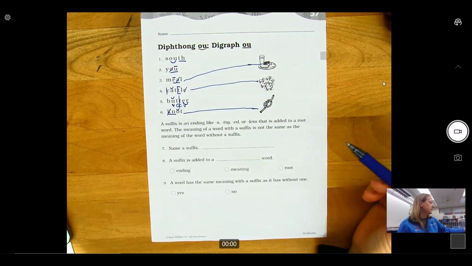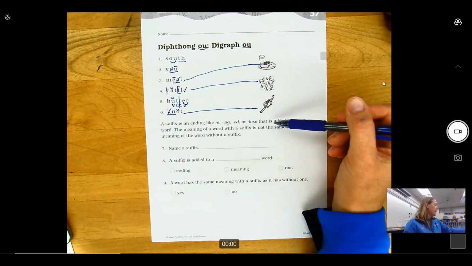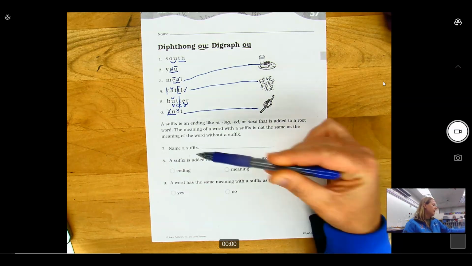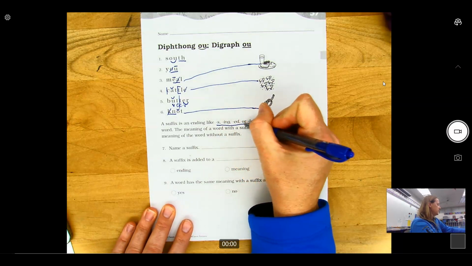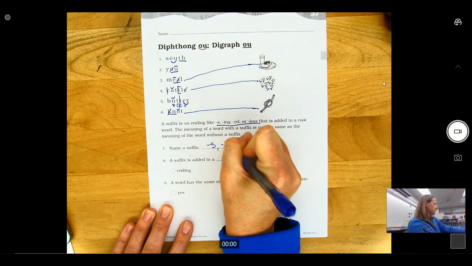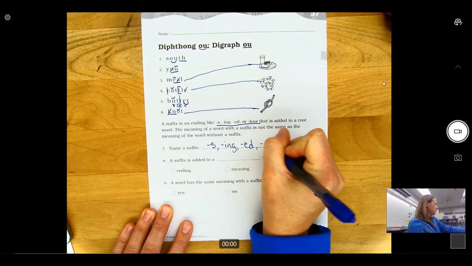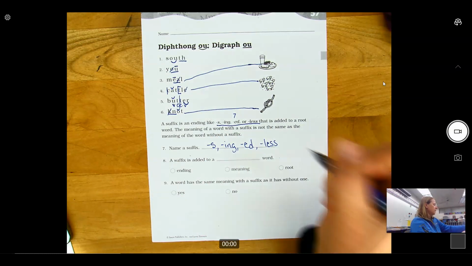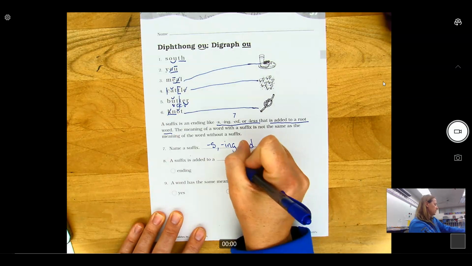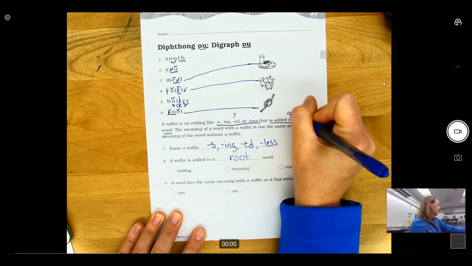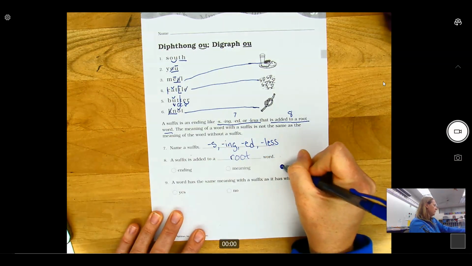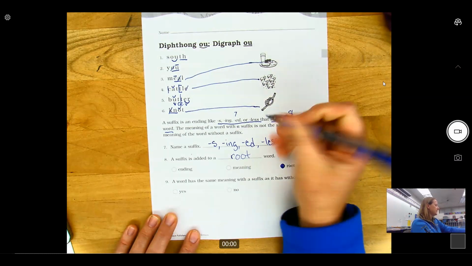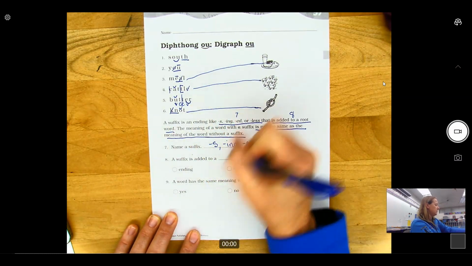Go to your paragraph. A suffix is an ending like s, ing, ed, or less that is added to a root word. The meaning of a word with a suffix is not the same as the meaning of the word without a suffix. Name a suffix. Well, you can name either one of these, right? Those are all suffixes that we have learned about. A suffix is added to a root word. That's the answer to question 7. A word has the same meaning with a suffix as it has without one. So the meaning of a word with a suffix is not the same as the meaning of a word without one. So no.